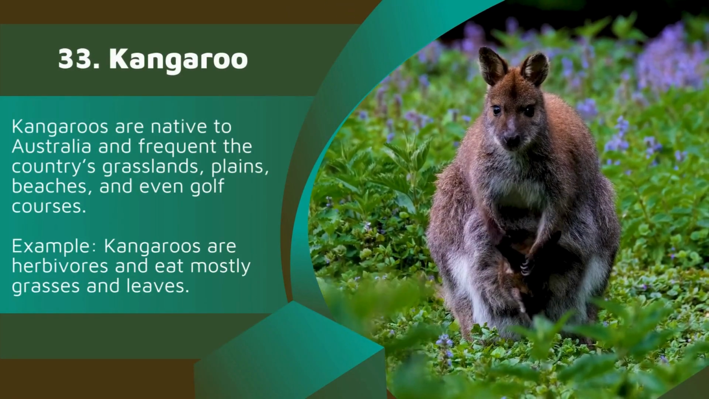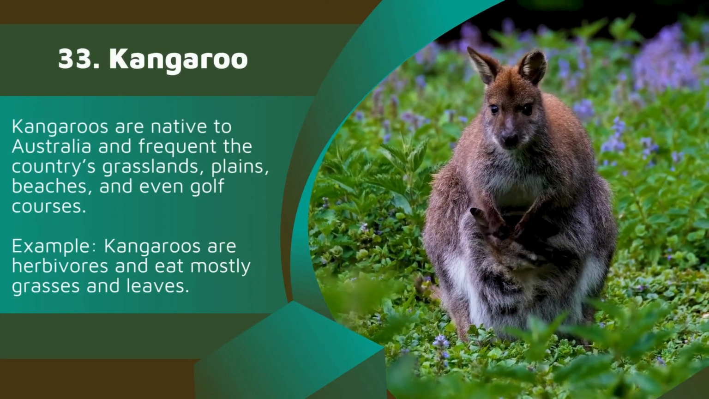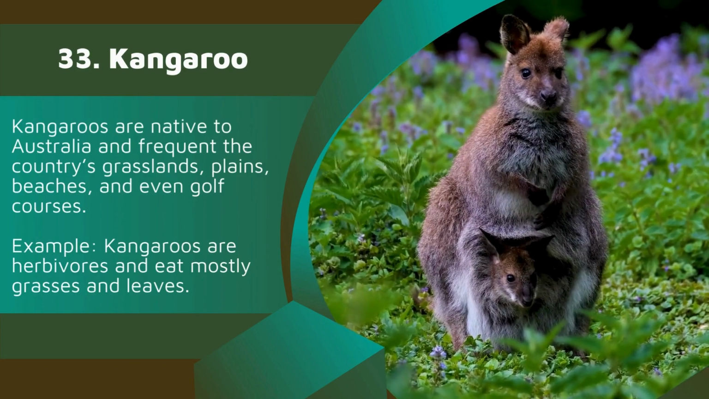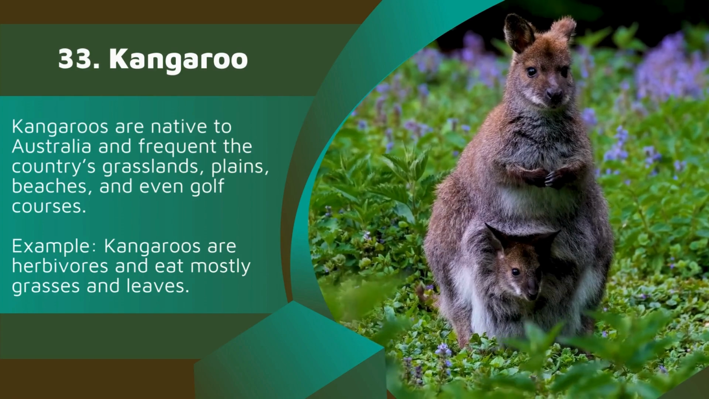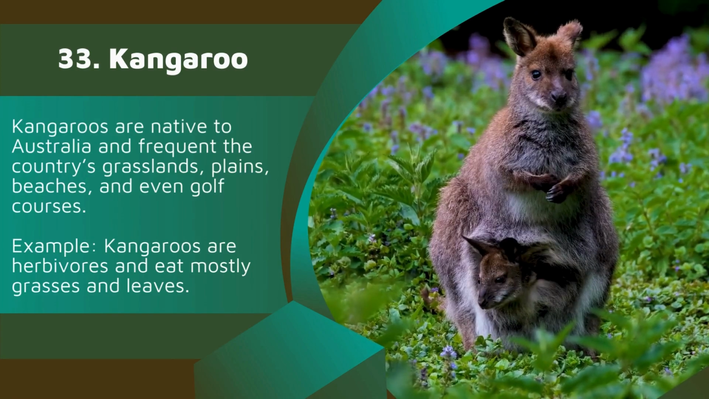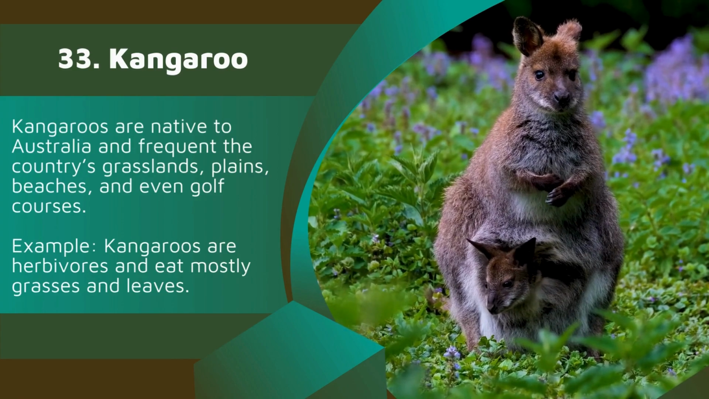33. Kangaroo. Kangaroos are native to Australia and frequent the country's grasslands, plains, beaches, and even golf courses. Example, kangaroos are herbivores and eat mostly grasses and leaves.